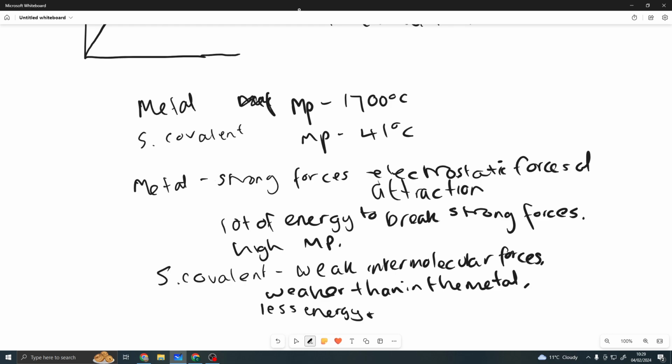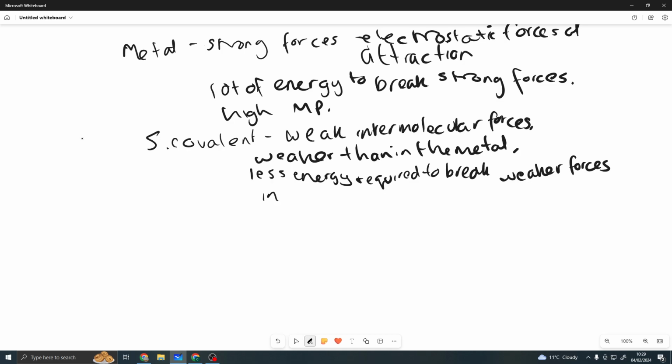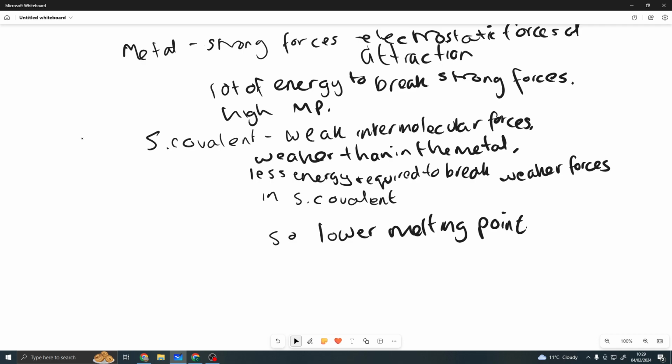This is again a comparison. Less energy required to break weaker forces. Okay, so less energy required to break weaker forces in simple covalent. So now we're going to talk about the melting point. We're going to say lower melting point. Okay, this has all been about the comparison here, hasn't it? We've talked about how they are weaker, less energy required to break them, so a lower melting point.